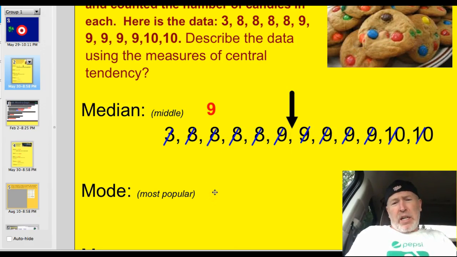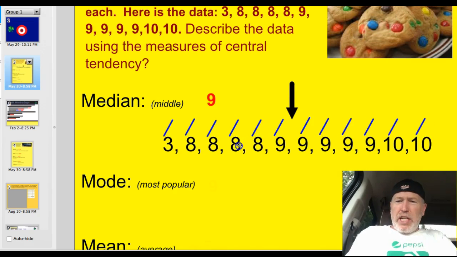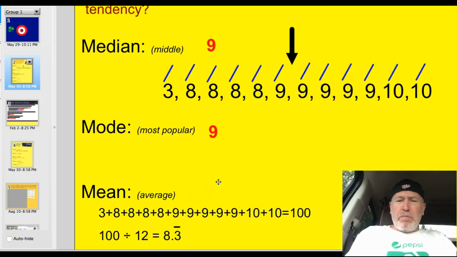The mode is the next easiest, I think, and you're just looking for the most popular, or as I like to say, the mode popular. So let's take a look at those values, and you can already see that there are 5 9s. That's the most popular value, 9. So that's pretty simple. Now we just have to figure out the mean or the average.